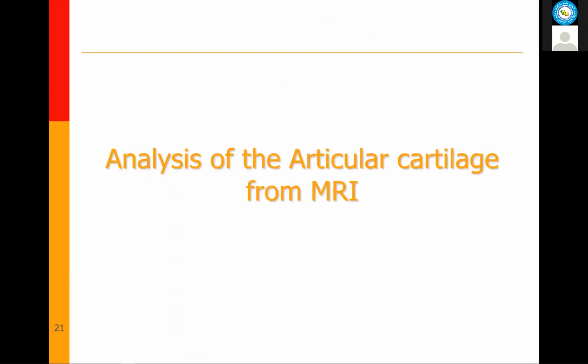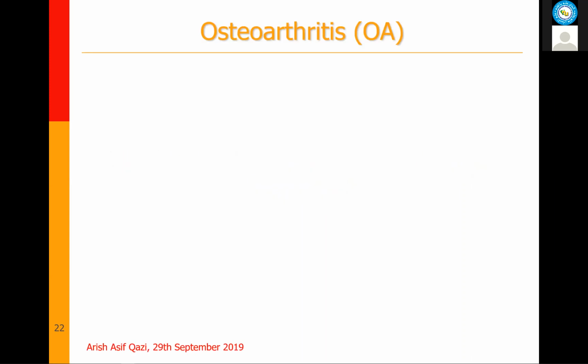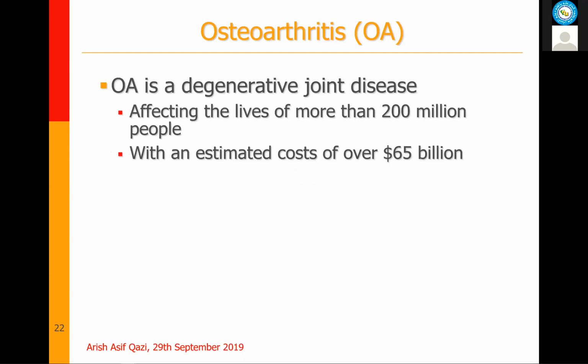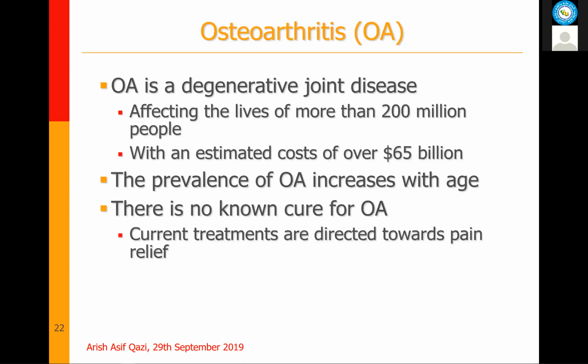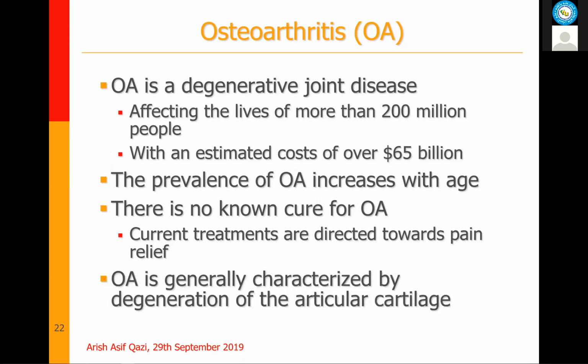Now let's look at some methods for how MRI is useful for analysis of the articular cartilage. Osteoarthritis is a very common joint disease. It's degenerative in nature. It affects the lives of more than 200 million people with an estimated burden of about $65 billion. The prevalence of OA increases with age, and currently there is no known cure for OA. The current treatments are directed more towards pain relief, and OA is generally characterized by degeneration of the cartilage.